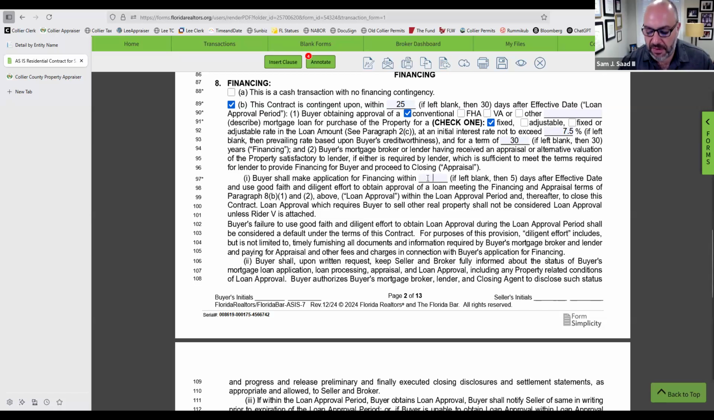We're going to give the buyer, in this case, 5 days to make application for financing. I think that's a little long. It should probably be 3 days. We'll do 3 days in this case. If you leave it blank, then the default is 5 days.